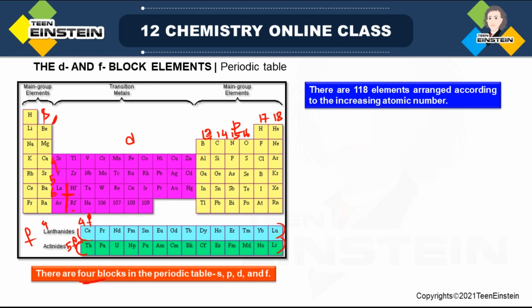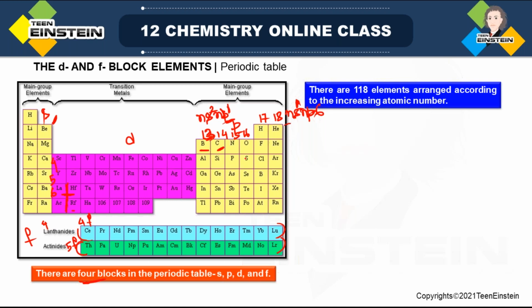So in P block, the chapter we have just finished, we have seen that it is filling from ns2 np1 starting from group 13, which is boron, aluminium, gallium, indium, thallium, up to group 18 where it is now ns2 np6. That means gradually the electron is filling in the P orbital. P1, then in case of group 14 it is P2, then P3, P4, P5 and P6. Because of the gradual filling of electrons in the P orbital, all these elements are under P block.